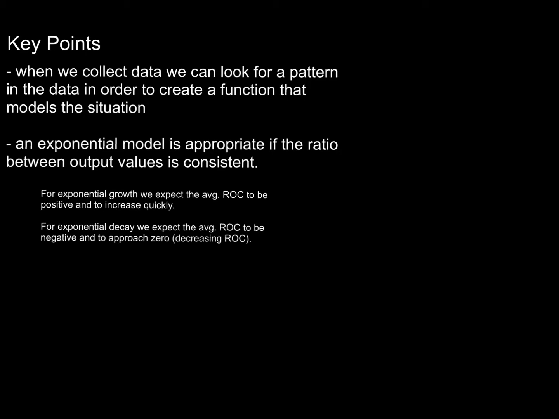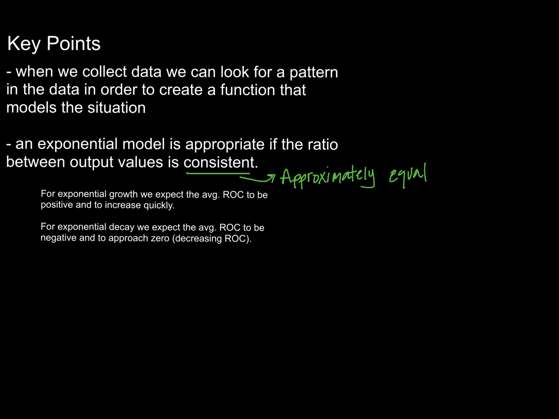For an exponential model in particular, what we just noticed is that the ratio between output values should be consistent. And what we mean by that is exactly what we saw in the discovery problem. When we're going from output to output, we should be multiplying by about the same value each time, right? The growth factor should be consistent. Now, when we have data, it's not going to be perfect, right? So we're not going to have the exact growth factor from output to output. So when we say consistent, we mean approximately the same.